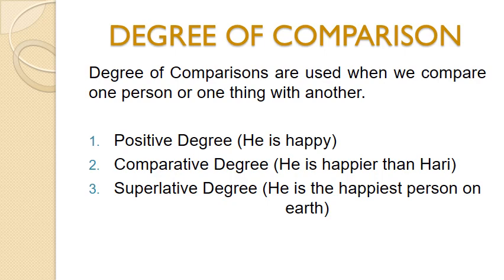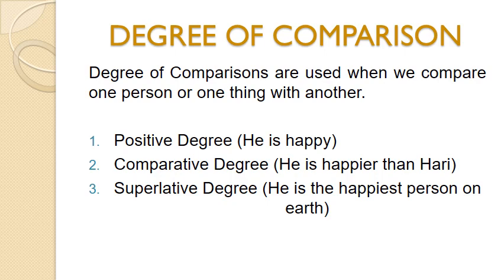It's a positive degree. When we compare the emotions of two persons, as in this next example, we are using a comparative degree. It is basically when we compare between two persons. He is happier than her. That means a person is more happy than Hari is. That means Hari is less happy than a person. So this happier is an adjective in comparative degree.